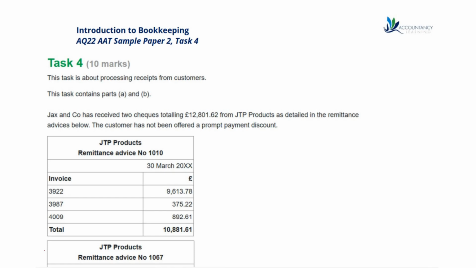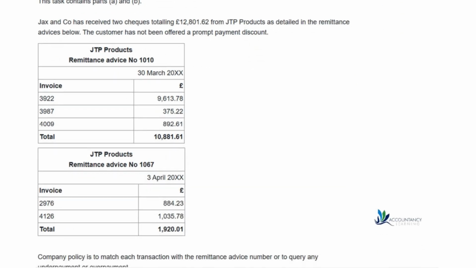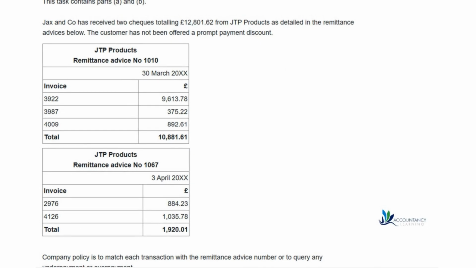I'm Sarah, and in this video I'll take you through the Introduction to Bookkeeping, Sample Paper 2, Task 4. This task is about processing receipts from customers. Jackson Co has received 2 cheques totalling £12,801.62 from JTP Products, as detailed in the remittance advice. The customer has not been offered a prompt payment discount.